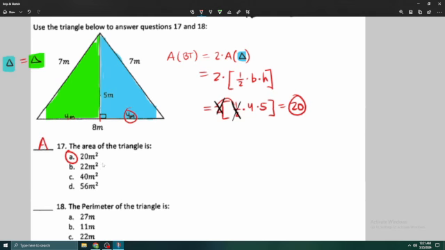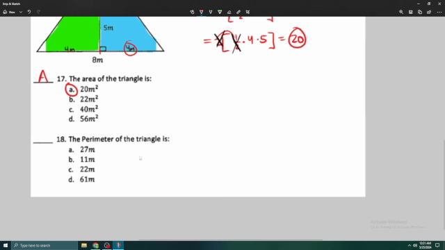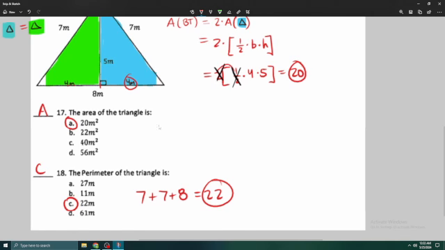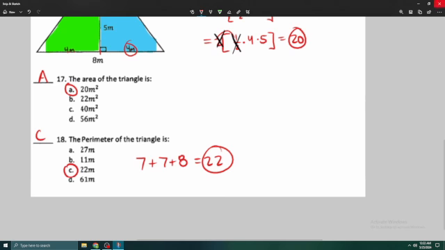The perimeter, that one's a little bit easier actually. The perimeter is just the distance around, right? So I know that each side is 7, there's another 7, and there's an 8. So 7 plus 7 is 14. 14 plus 8 is 22. Perimeter is actually a one-dimensional measurement. That's why it's just the regular meters, right? And area is two-dimensional, right? Length times height. Okay.